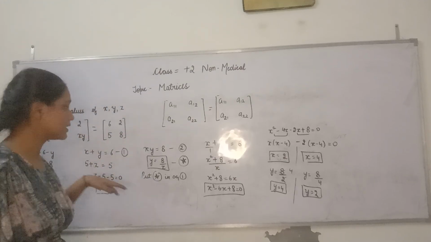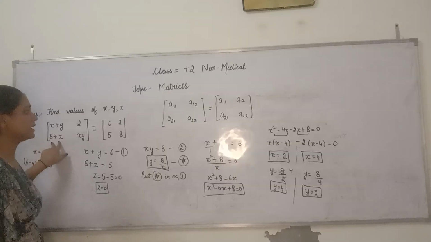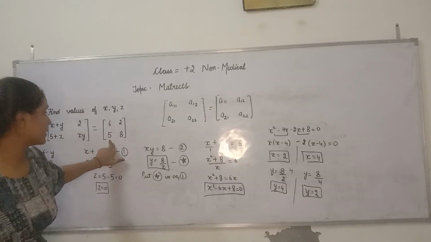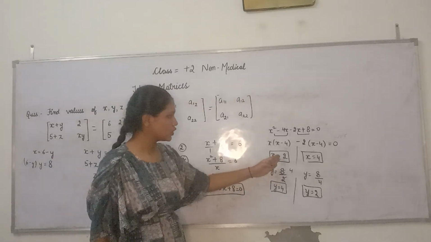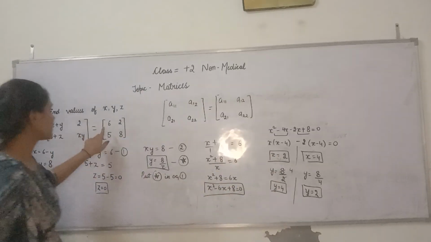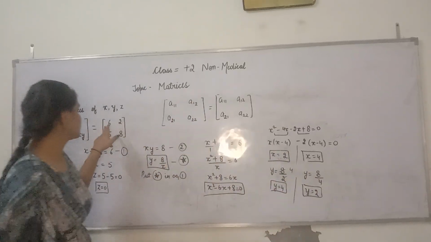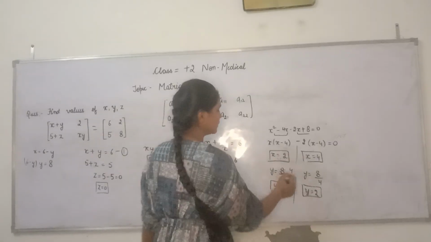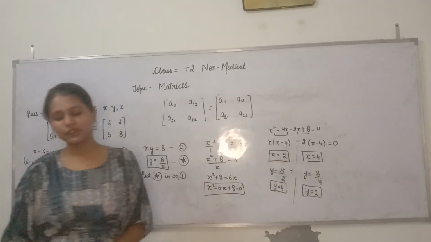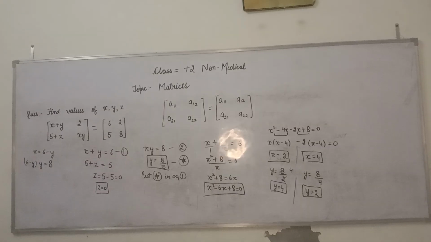As I have already told, A21 should be equal to A21. Putting the values, x plus y, that is 4 plus 2, should be equal to 6, or 2 plus 4 should be equal to 6. So we can write any of the values. x should be 2 and y should be 4, or y should be 2 and x should be 4.